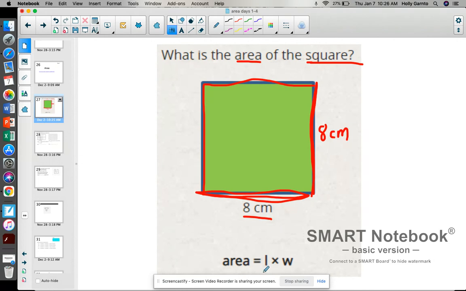Okay, and we learned that area is length times width. That's your formula. Length times width, or rows times columns. So I have 8 and 8, I just multiply. So 8 times 8 is 64. So the area is 64, and I need square centimeters. Okay, so squares, all sides are equal.